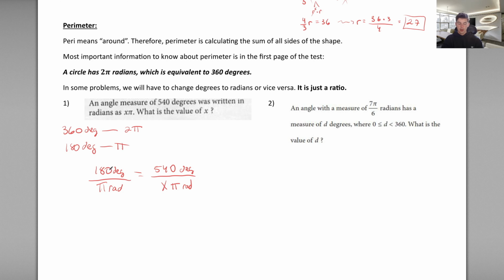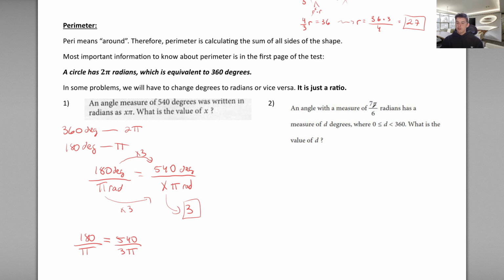radians. We don't know how much, but we can figure it out, because 180 times 3 is 540, so pi times 3 will keep the ratio constant. So we know that x is going to be equal to 3. That will be the answer. So 180 divided by pi is equivalent to 540 divided by 3 pi. If you're still unsure of what I did, just divide 540 by 3 and you're going to get 180. So that's pretty much how it works.